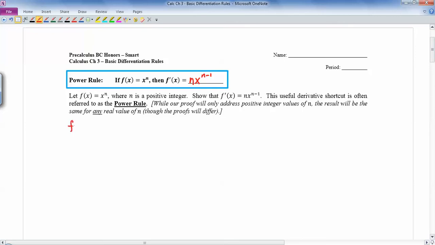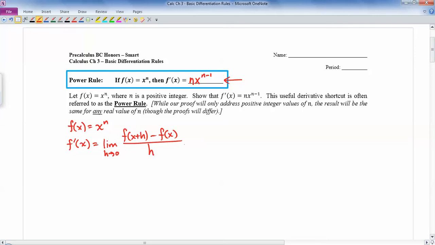So f of x is given as x to the n. And what we want to do is prove this rule up here. So we need f prime of x. And the formal definition for the derivative is the limit as h goes to 0 of f of x plus h minus f of x all over h. That's the rule that we learned last unit.